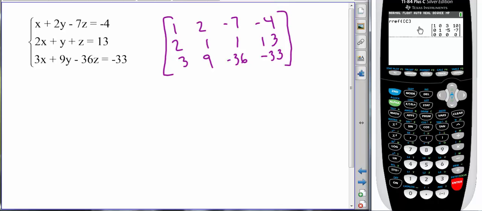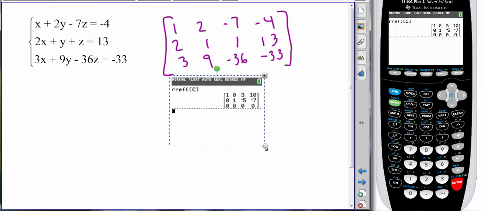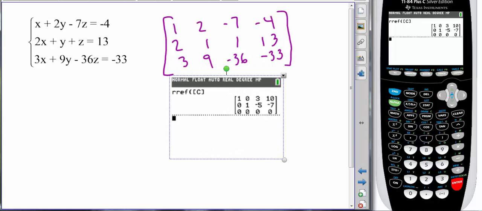This brings up a little bit of an interesting situation. Notice that last row is all zeros. Now we've run into this situation when we solve. We know that this last row is a key one. It tells us we have an infinite number of solutions.